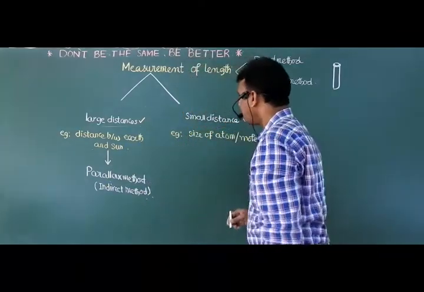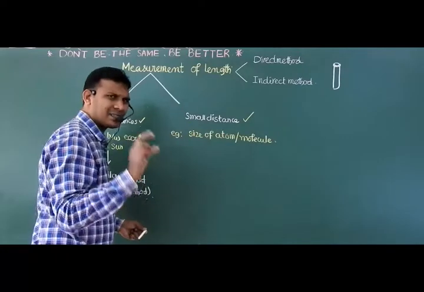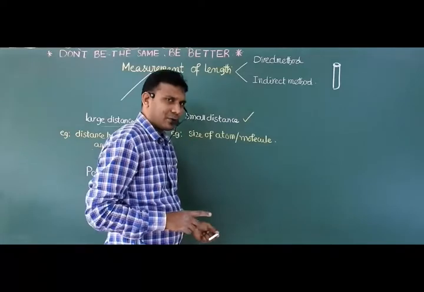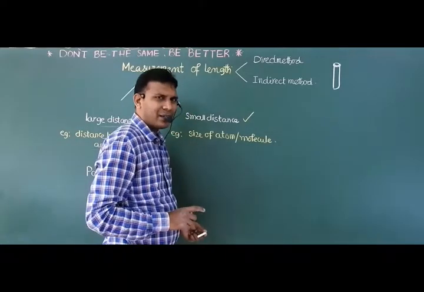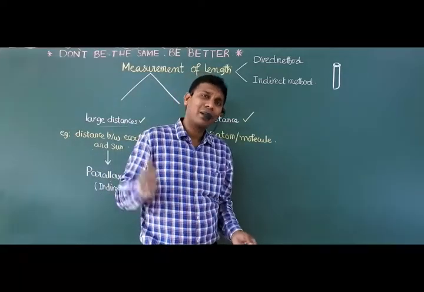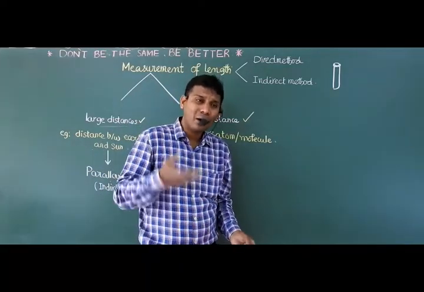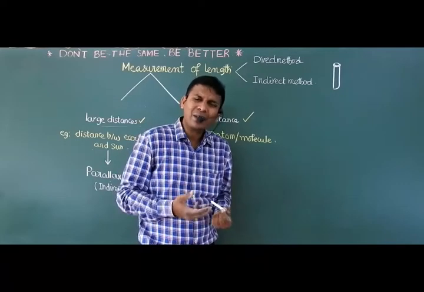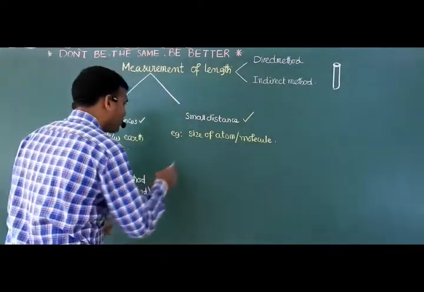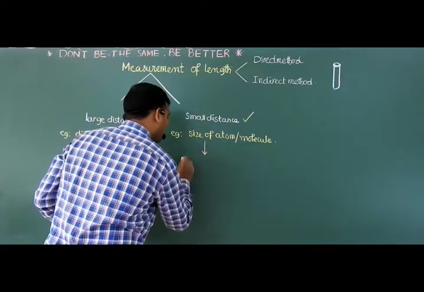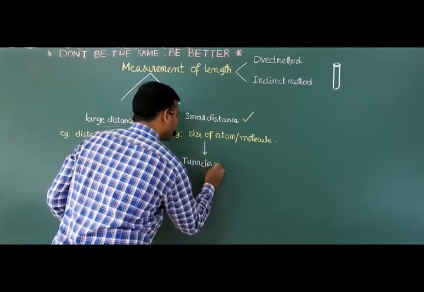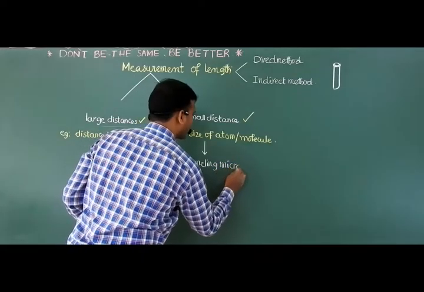The next thing, to measure small distances such as the diameter of an atom, size of the nucleus, size of the proton, size of the electron, size of a molecule, size of an ion, how to find? Earlier we were using the optical microscope. Later we introduced the electron microscope. But nowadays, due to the advancement of nanotechnology, we are using the tunneling microscope.